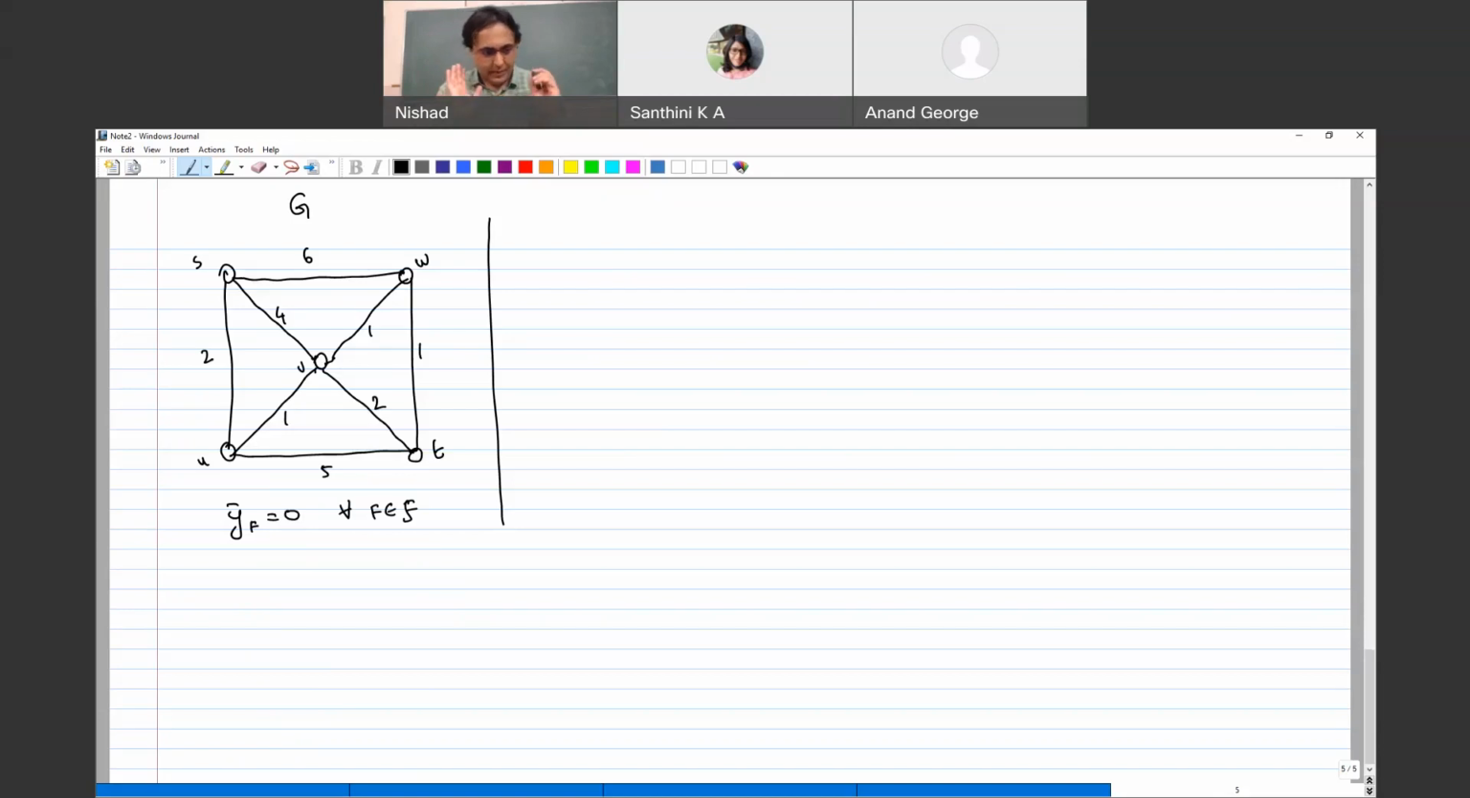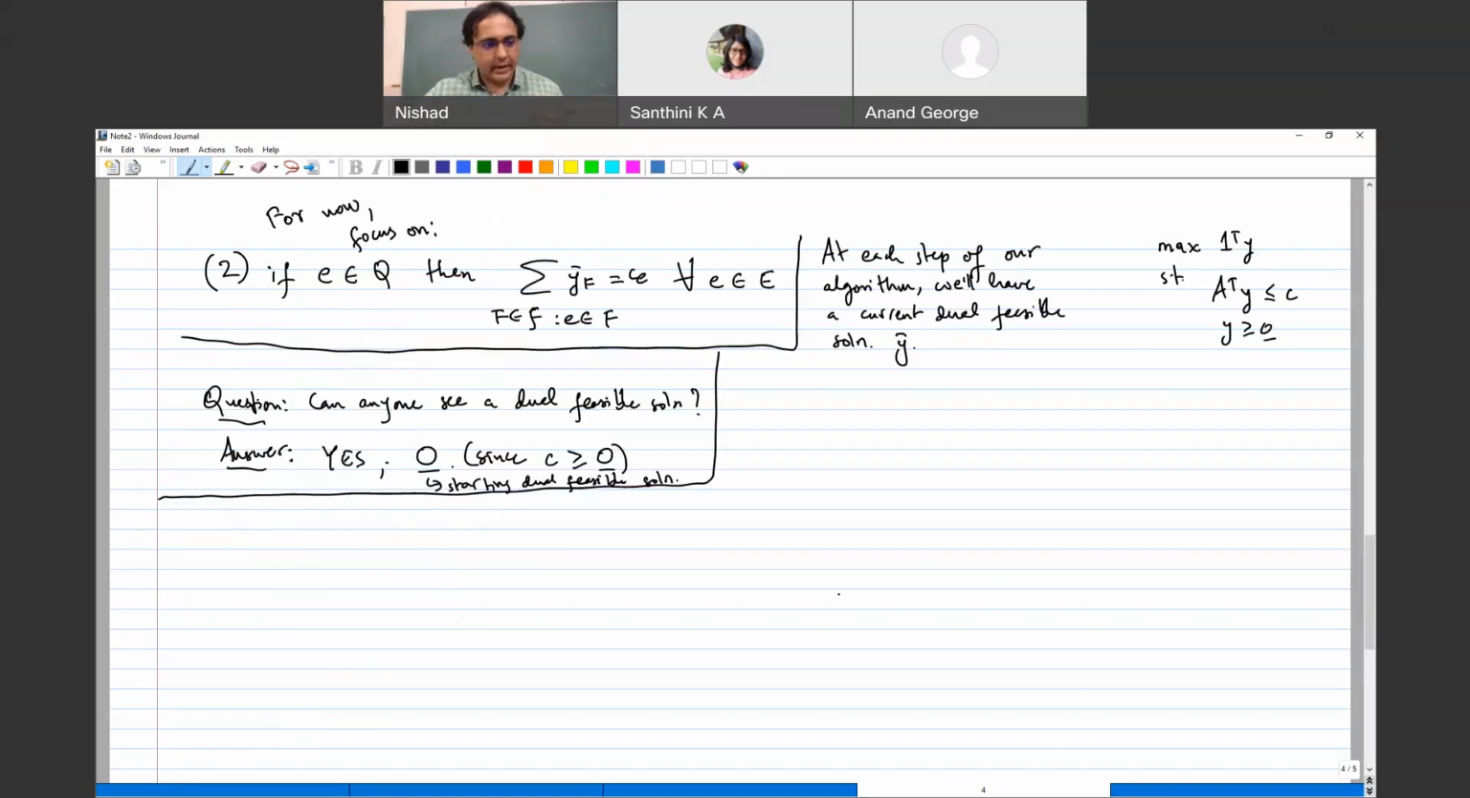Okay, so what is the plan now? We want to figure out a way to get a better dual feasible solution, and we want to make sure that the second condition is always satisfied. What was the second condition? Let's see again. If an edge is in the path, then the labels' sum should be exactly equal to the cost of the edge. Okay, so let's introduce some terminology and we'll continue from that point tomorrow.